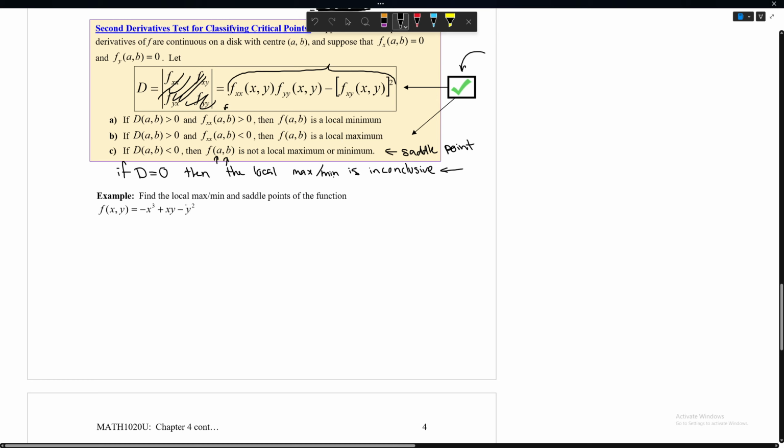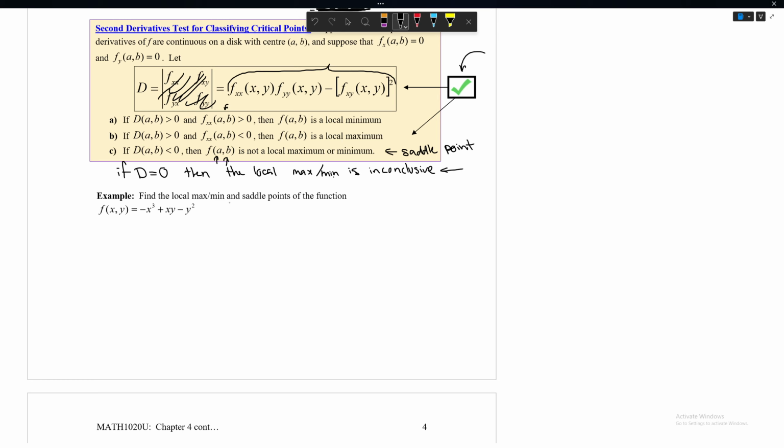So here they're asking us to find the local min, the local max, and saddle points of a function. This is our function. Remember, the first thing to do is find our critical points. So fx equals negative 3x squared plus y, and fy equals, this is 0, and then I'll get x minus 2y. Remember, we set those to 0.